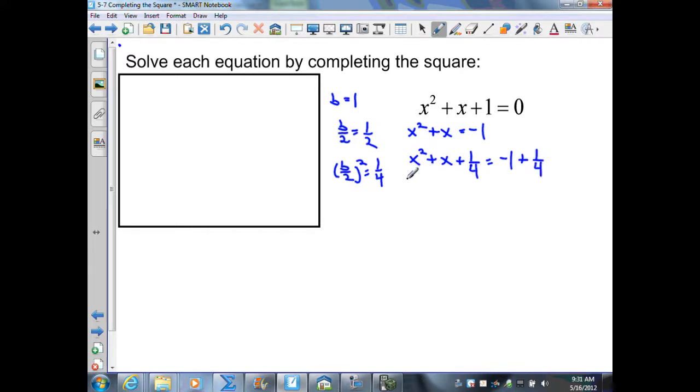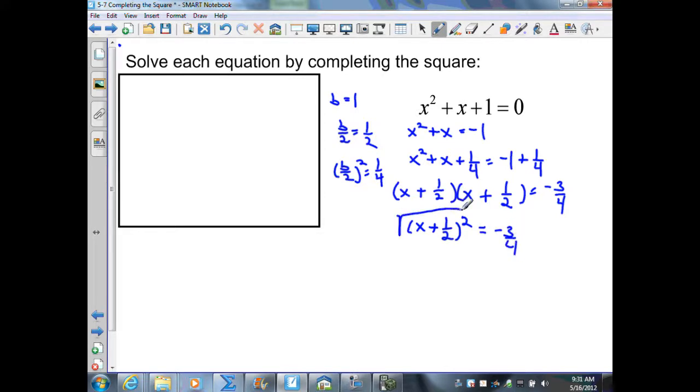This is a perfect trinomial, so I can break that into a product of two binomials. And a negative 1 plus 1/4 is a negative 3/4. This breaks into x and x. 1/4 can break into 1/2 and 1/2. And this is positive, that's positive, so it's plus plus. And that works because 1/2 times 1/2 is 1/4. 1/2 x plus 1/2 x is 1x. I can rewrite that as x plus 1/2 squared equals a negative 3/4.